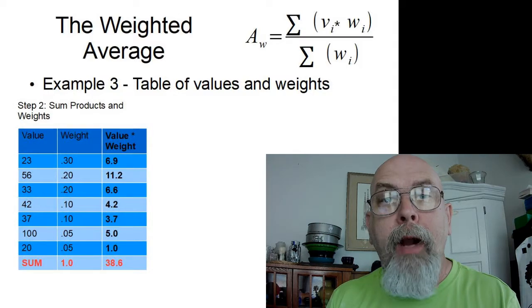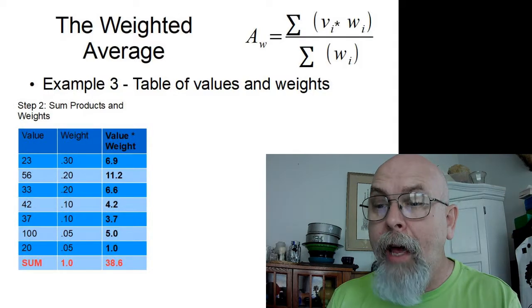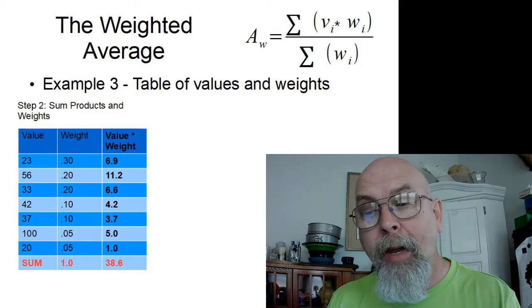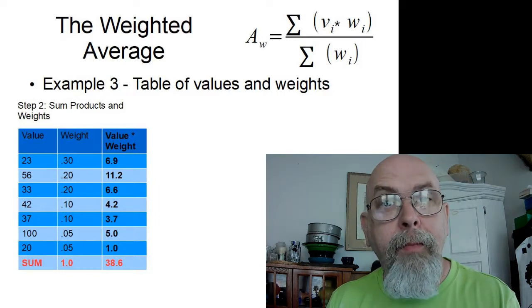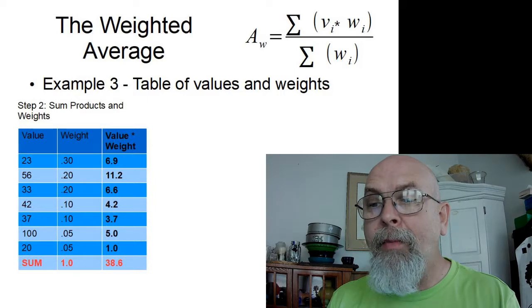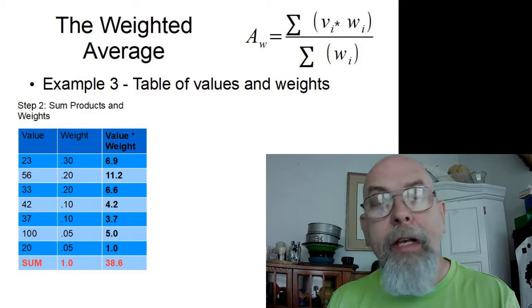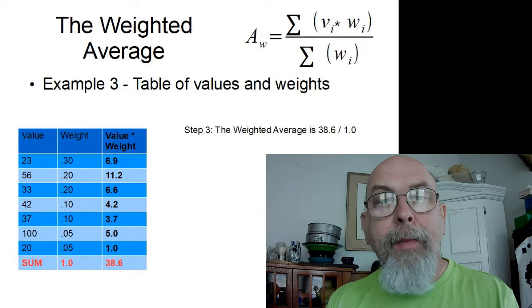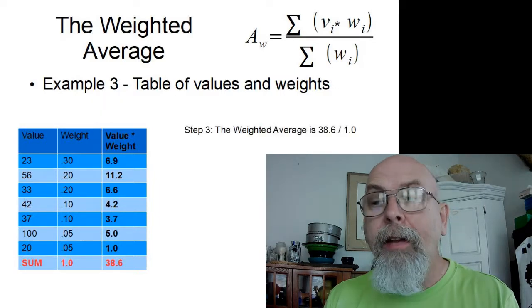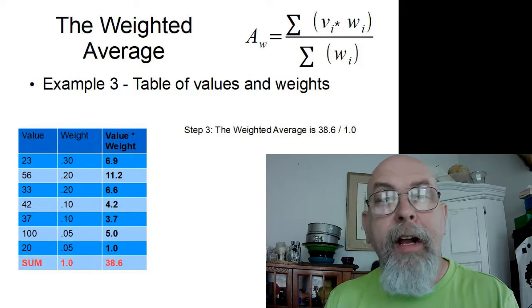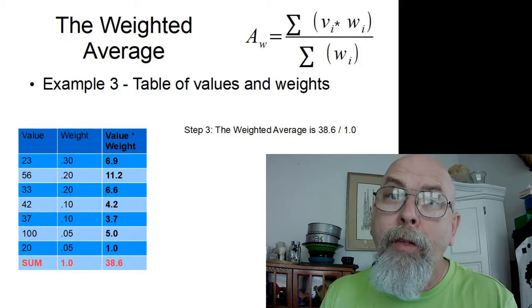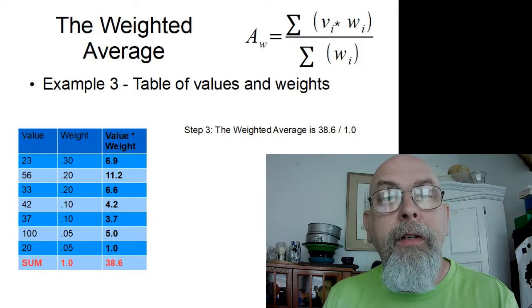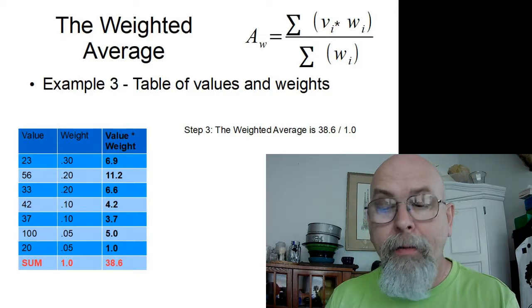Step 2 in this problem would be to calculate the sum of the weights and the sum of the value times the weight, giving us a sum of weights of 1.0 and a sum of the value times the weights of 38.6. Step 3 is just to divide the sum of the products by the sum of the weights. And because the weight is 1 in this example, the weighted average is 38.6.